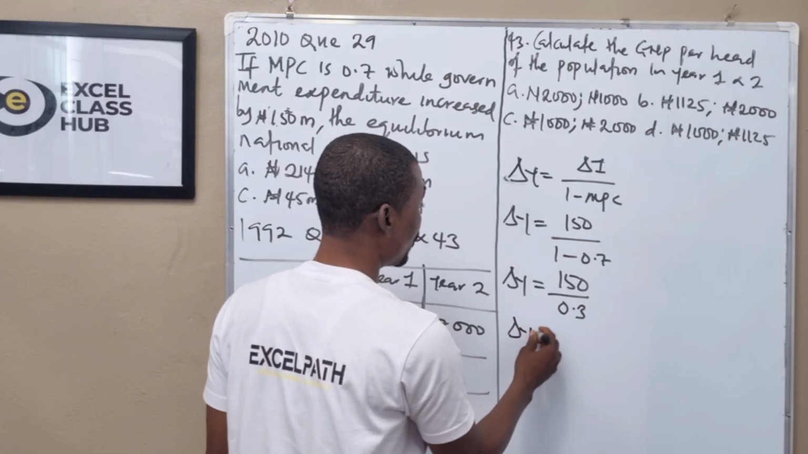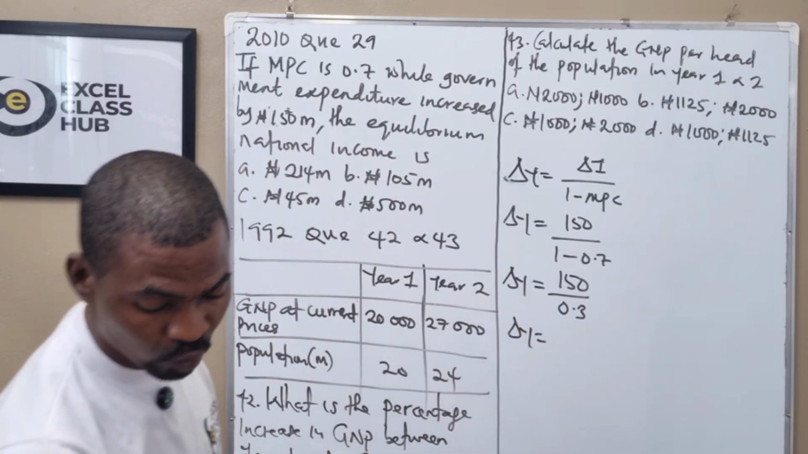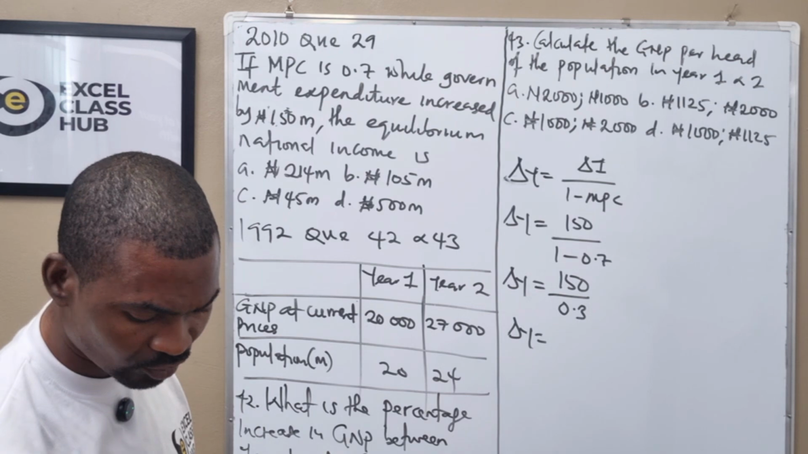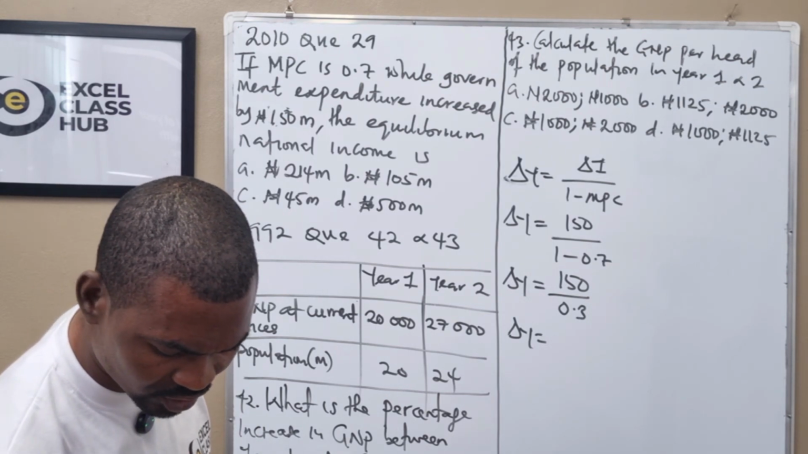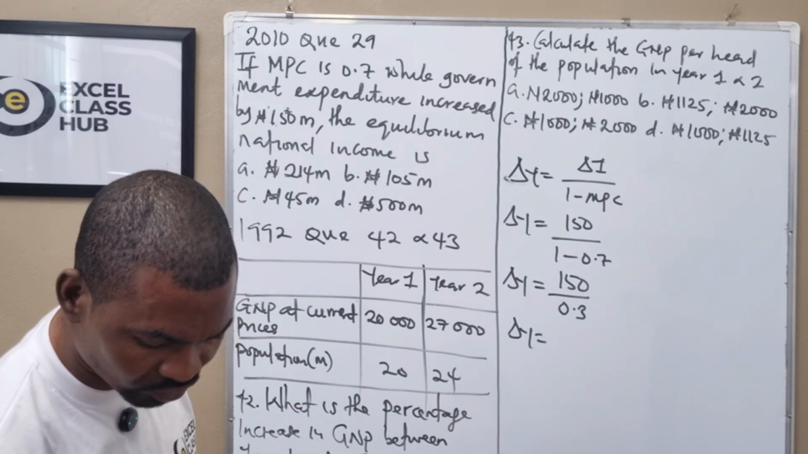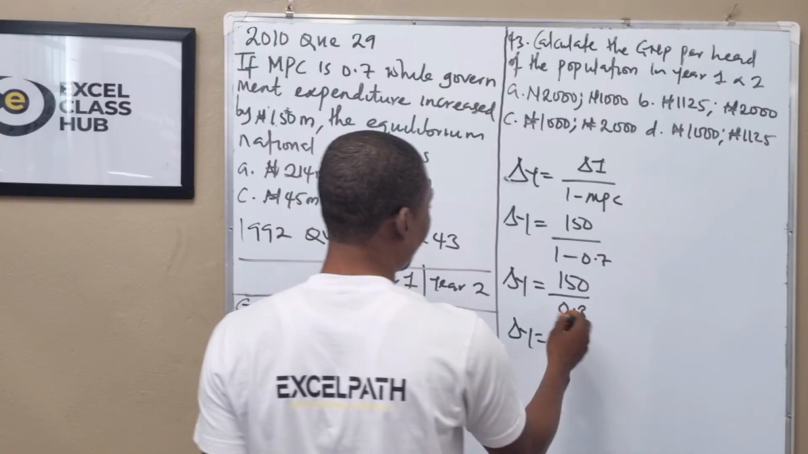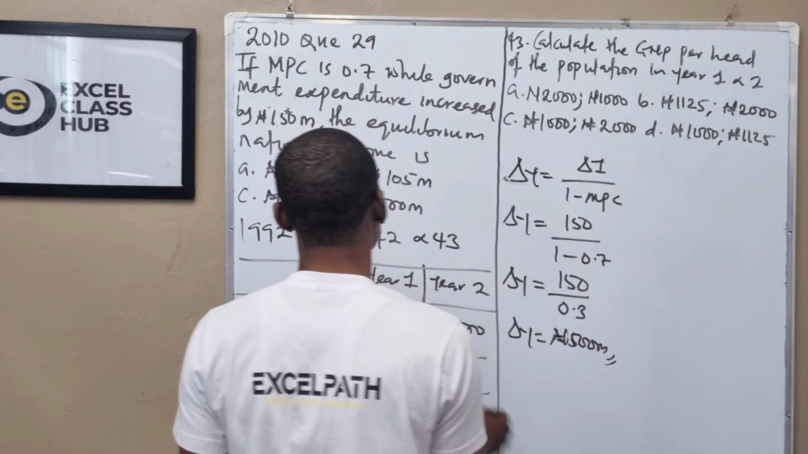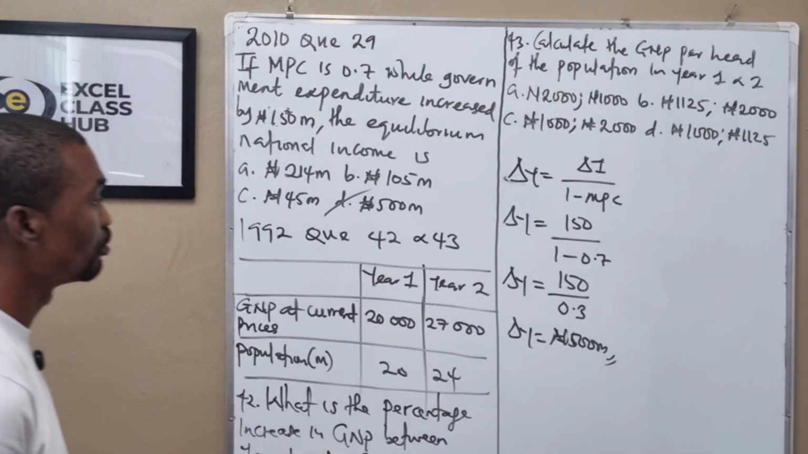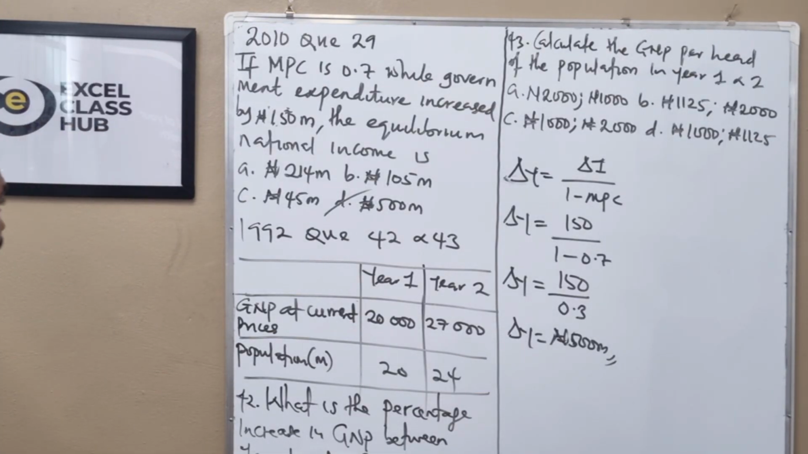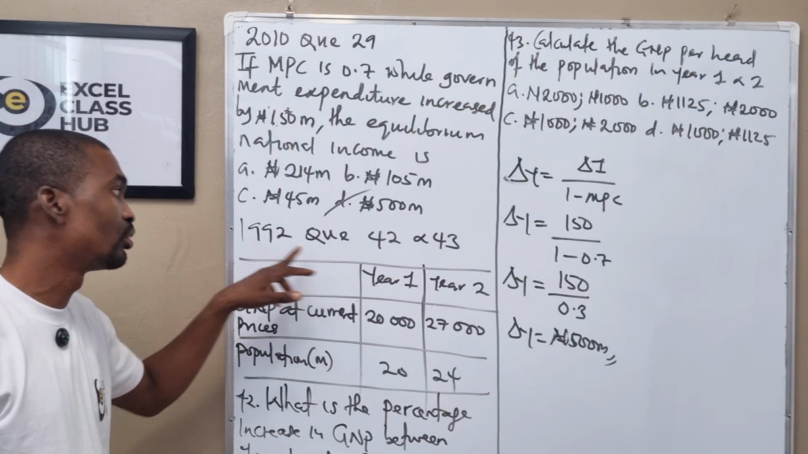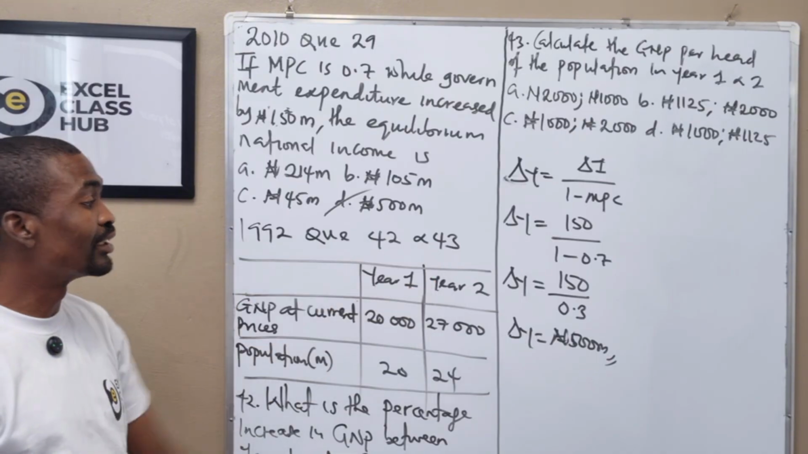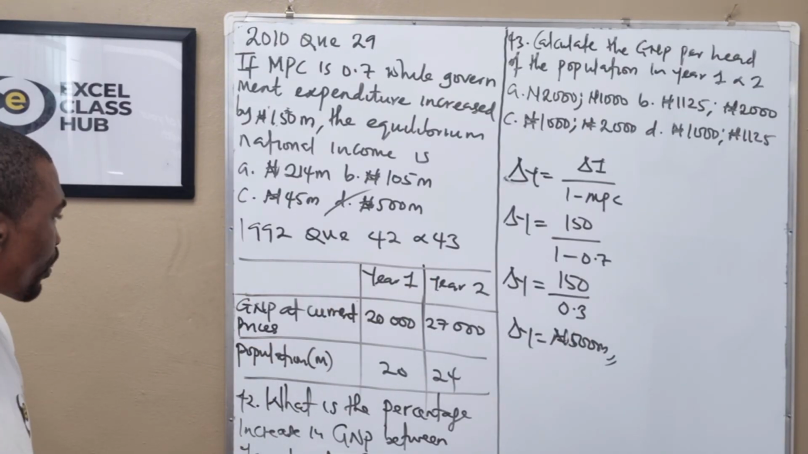0.3. So final answer, we have 150 million, 150 divided by 0.3, and that will give us 500 million. Okay, so correct option, option D. Now, 1992, question 42 and 43.